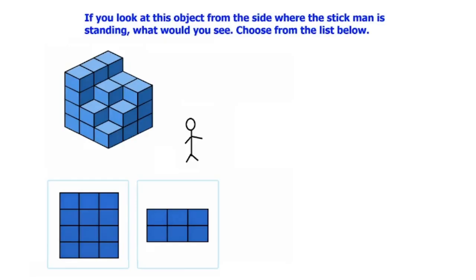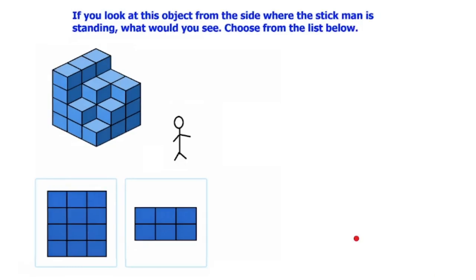So if we have a problem like this that says, if you look at this object from the side where the stick man is standing, what would you see? Choose from the list below. So here we have our object that we're looking at, and this stick figure is looking at it straight on from this side, okay? So the first thing is try and picture what the stick figure is looking at. So it's looking at this here, okay?